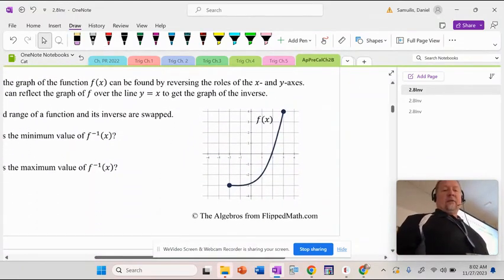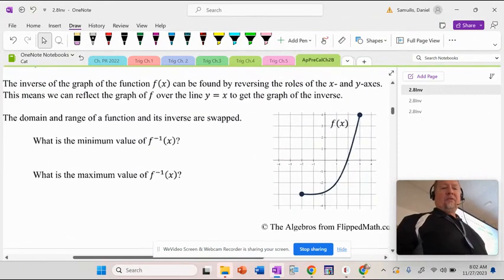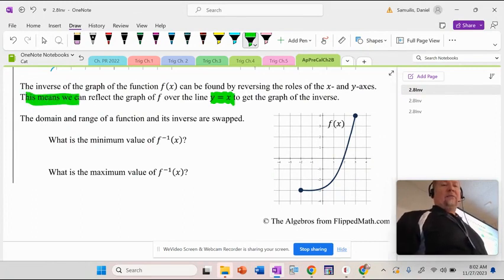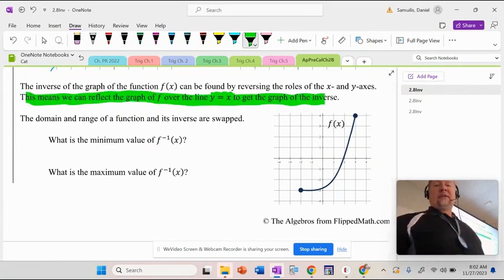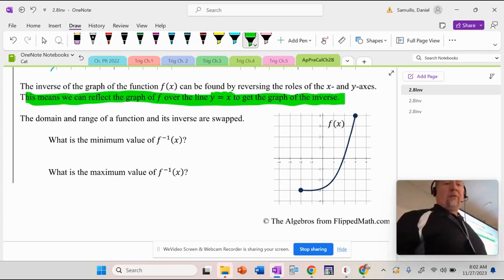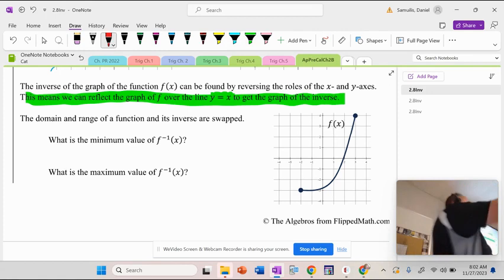Okay, now just a different thing here, and I've already talked about this. I'll put this in green. Okay, this means we can reflect the graph over the y equals x line to graph the inverse. All right, so that's what we were just basically doing, but it happens after you switch x and y, so it's all good. So the domain and range of the function and its inverse are swapped. And we are going to start talking about this. When I say inverse, you say switch x and y. That means the domain and the range are switched.